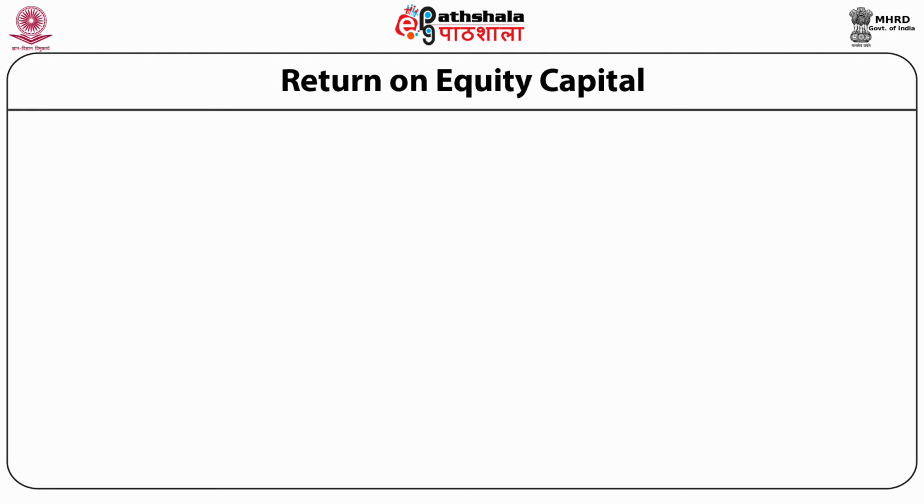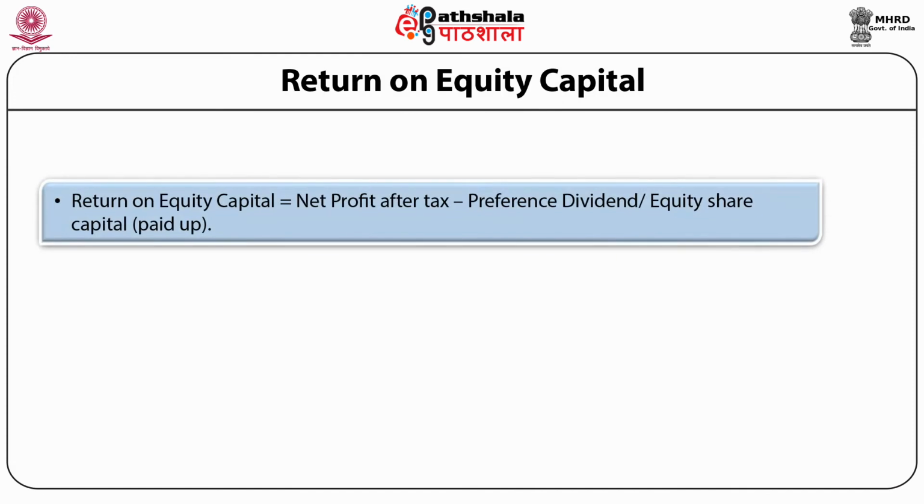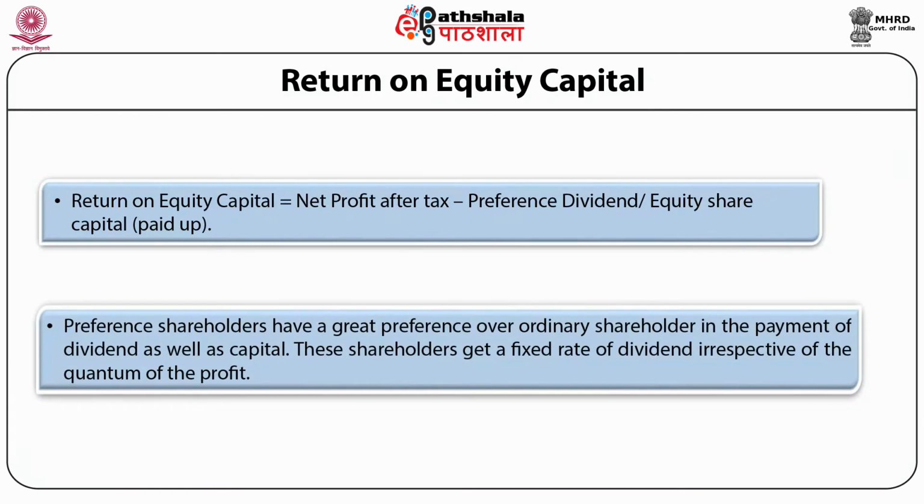Next ratio is return on equity capital. Return on equity capital is calculated by subtracting preference dividend from net profit after tax, relative to equity share capital. Preference shareholders have a great preference over ordinary shareholders in the payment of dividend as well as capital. These shareholders get a fixed rate of dividend irrespective of the quantum of the profit.